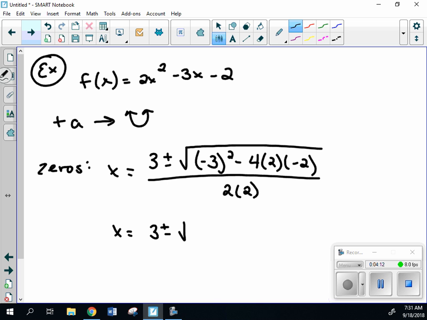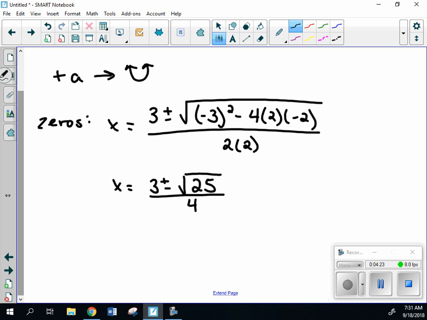So if we look at that, we'd have 9 plus 16, which is going to give us that 25 over 4. We'll reduce it now. And the reason why I like to just simplify underneath the square root is because it might not come out to a perfect square and I might have to reduce it a little bit further.